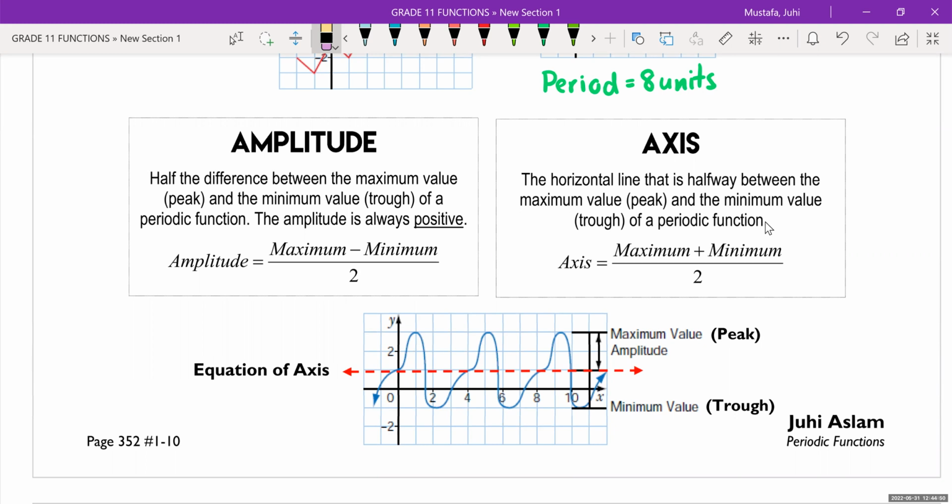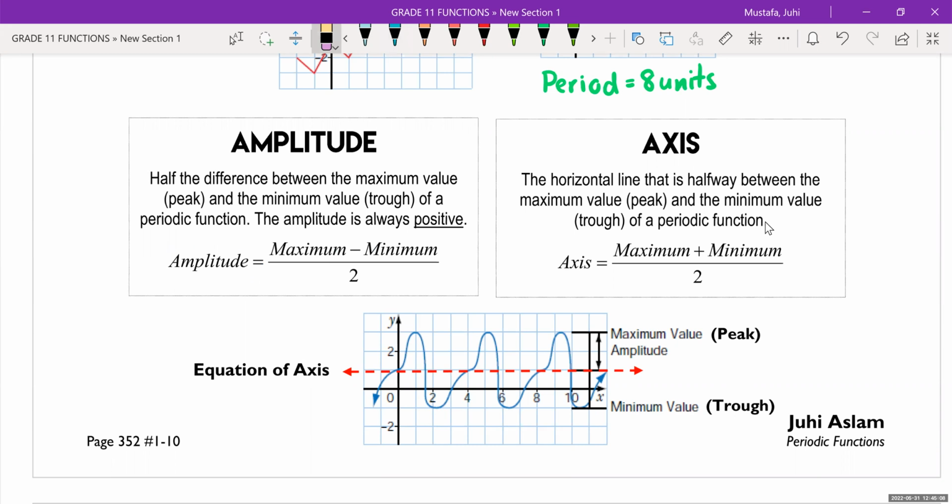Now, how do you remember the difference between these? They're so similar. I have a really silly way, but it seems to work. Amplitude to me sounds like attitude, and attitude can be negative sometimes. So if you're talking about amplitude, it's a minus sign, you think of attitude. And equation of axis will be a plus sign.